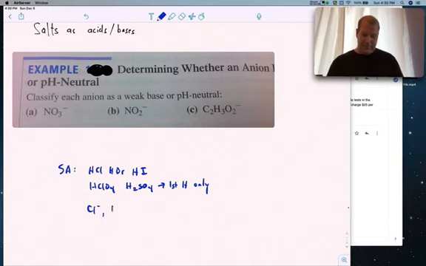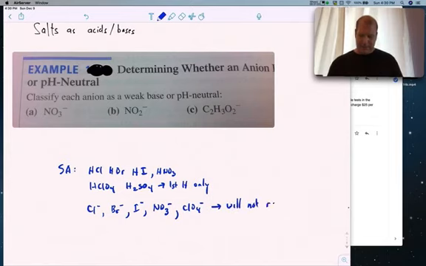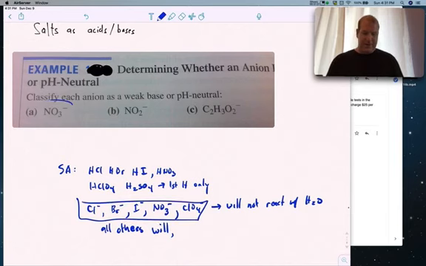So Cl minus, Br minus, I minus, oh, and I forgot nitric, HNO3, NO3 minus, ClO4 minus. These will not react with water. All others will, and they tend to react by ripping a hydrogen off. So these ones will not. Therefore, nitrate is the only one that's neutral.